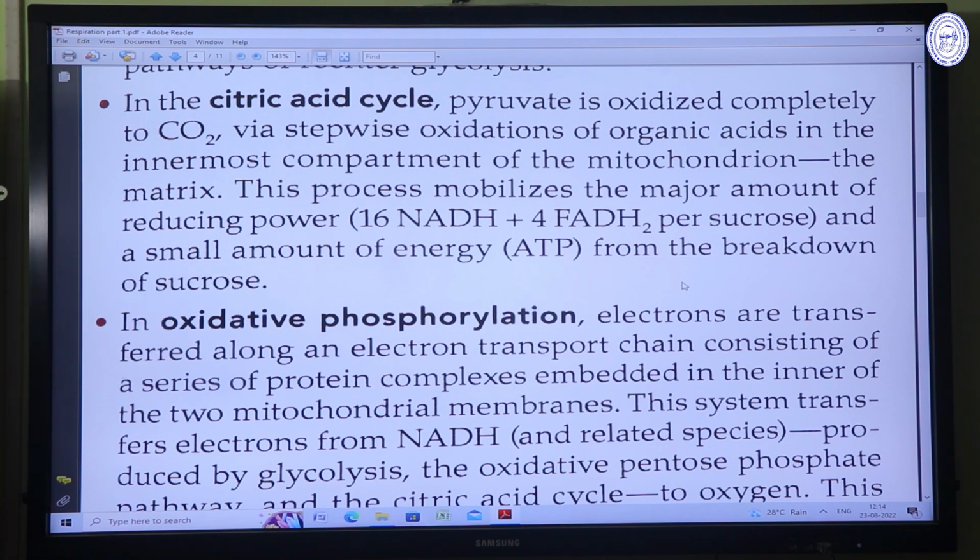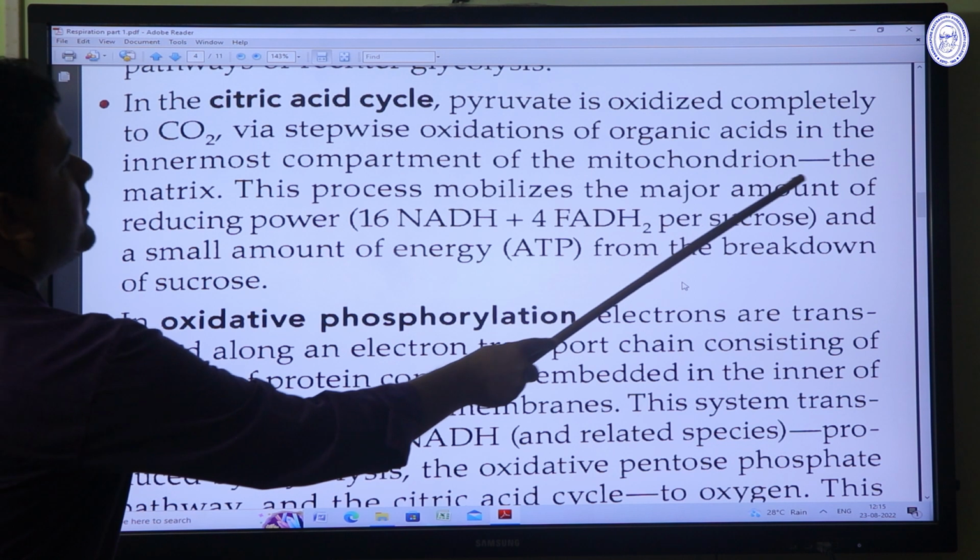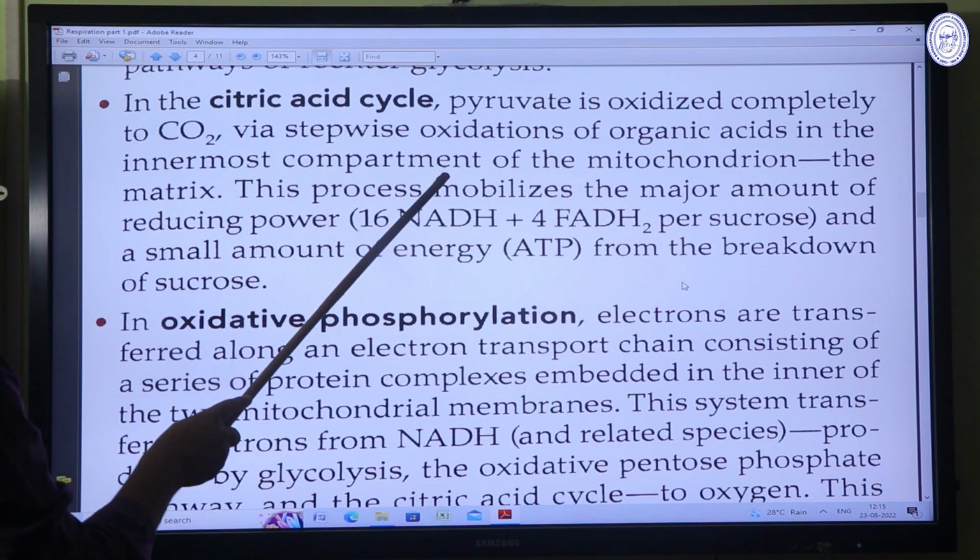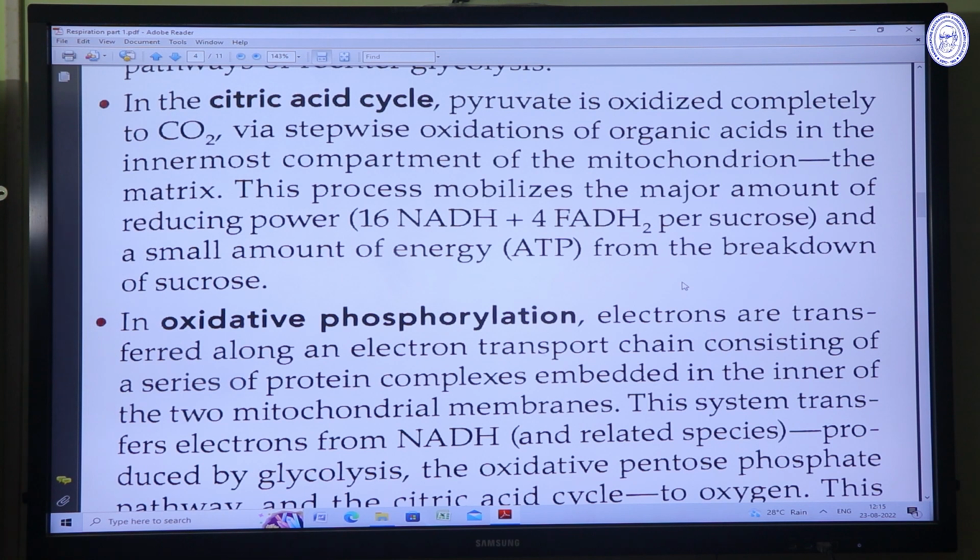So in citric acid cycle, the end product of glycolysis, pyruvate, will be completely oxidized to CO2, and that will be controlled by various enzymes. And citric acid cycle happens in the innermost compartment of the mitochondrion, that is the matrix. Okay. So, mitochondrial matrix is the location for citric acid cycle.